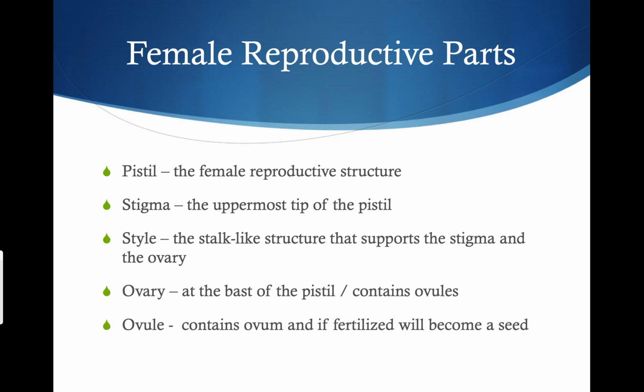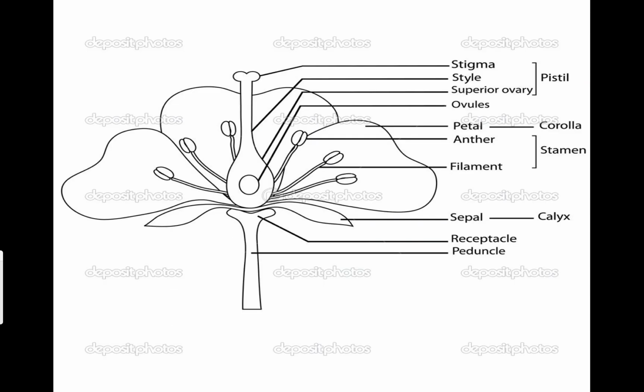The female parts are the pistil, which is the whole structure of the female reproductive part. The stigma is the uppermost tip of the pistil. The style is like the stalk that supports it. And at the bottom of it is the ovary, which holds the ovules, which become the seeds, or the ovum. Remember we talked about oogenesis in meiosis, the production of ovum. Well, in a plant, that happens in the ovule.